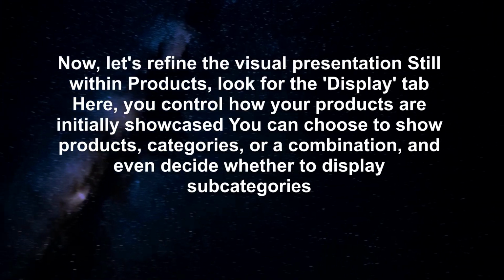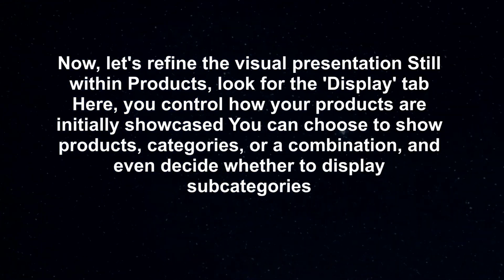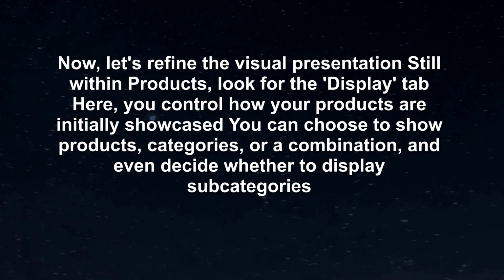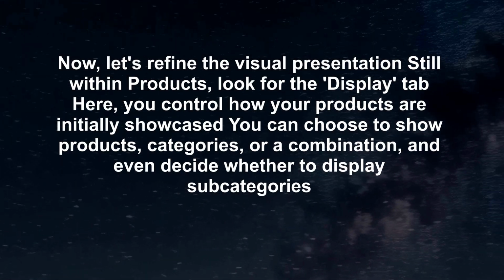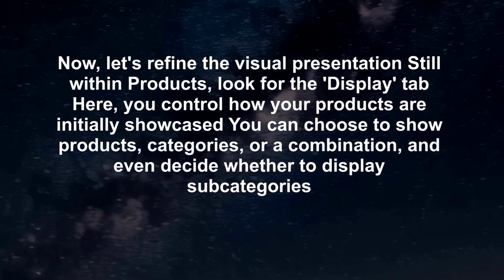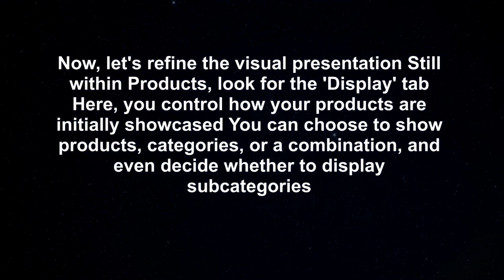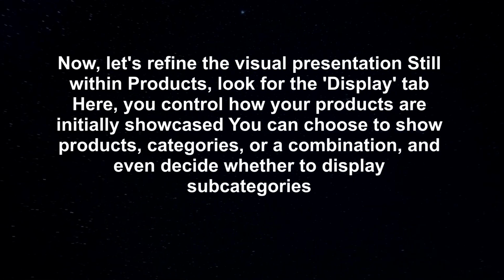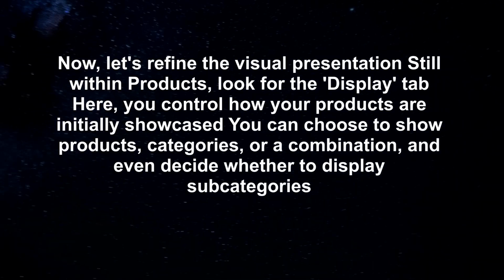Now, let's refine the visual presentation, still within Products. Look for the Display tab here. You control how your products are initially showcased. You can choose to show products, categories, or a combination, and even decide whether to display subcategories.